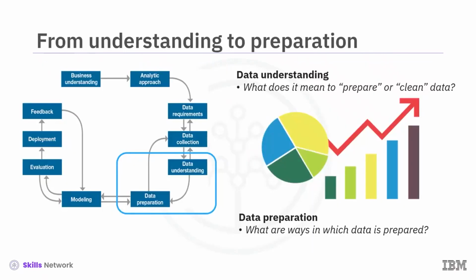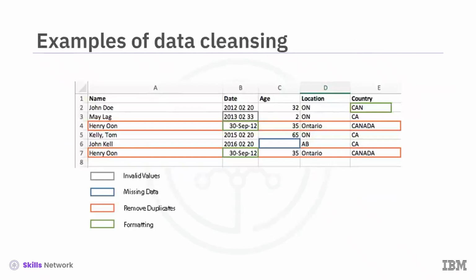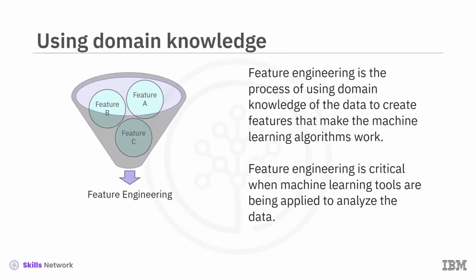Specifically, the data preparation stage of the methodology answers the question, what are the ways in which data is prepared? To work effectively with the data, it must be prepared in a way that addresses missing or invalid values and removes duplicates, toward ensuring that everything is properly formatted. Feature engineering is also part of data preparation. It is the process of using domain knowledge of the data to create features that make the machine learning algorithms work. A feature is a characteristic that might help when solving a problem.